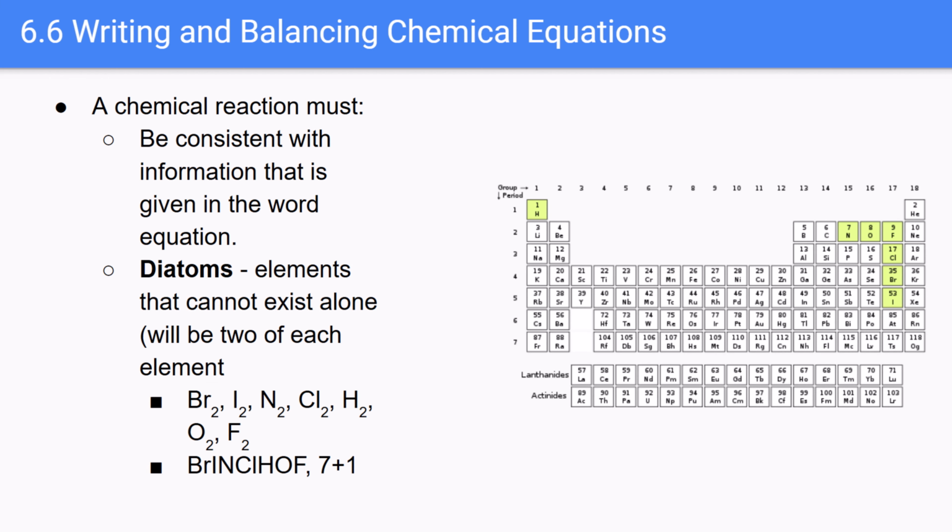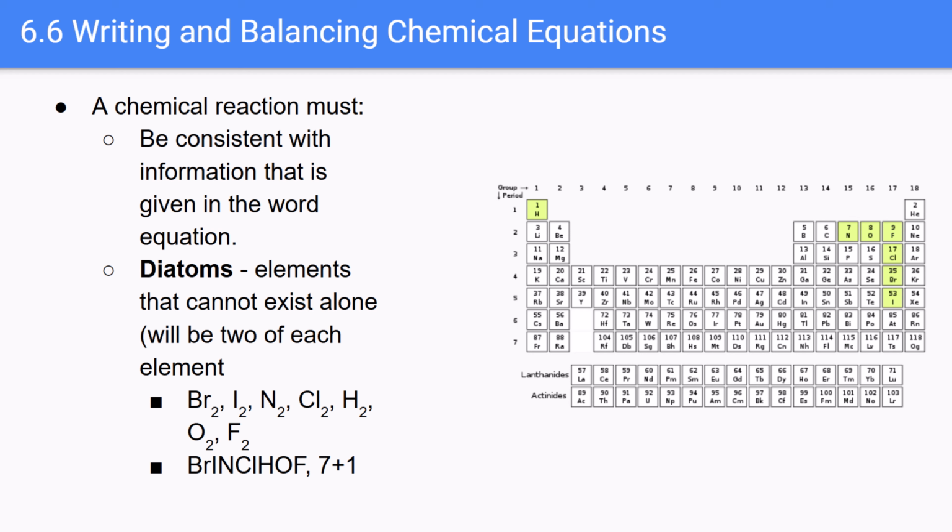In addition to making sure that we know all of the chemical formulas that are written on the periodic table, some elements cannot exist by themselves. These are known as diatoms. Di meaning 2 and atom meaning atom, and there will be 2 of each element. So if these are ever by themselves, they're paired up with themselves. So bromine by itself will not be Br, it will be Br2. Iodine will not be I by itself, it will be I2, nitrogen, chlorine, hydrogen, oxygen, fluorine, etc.